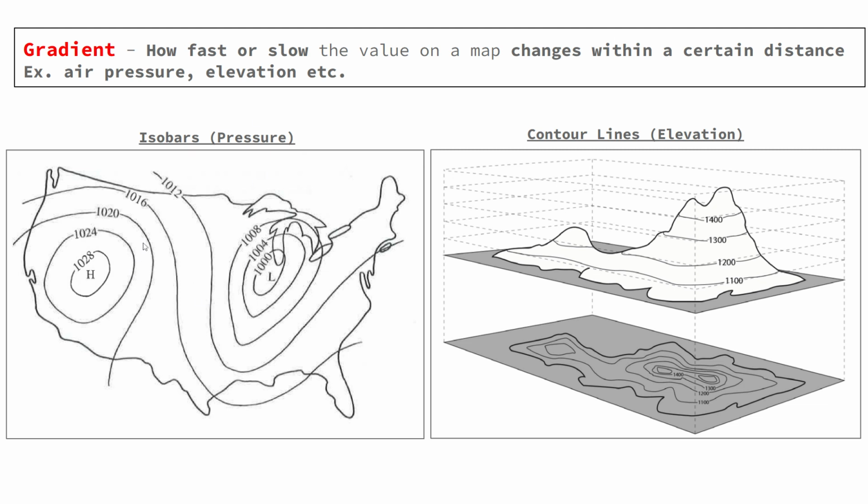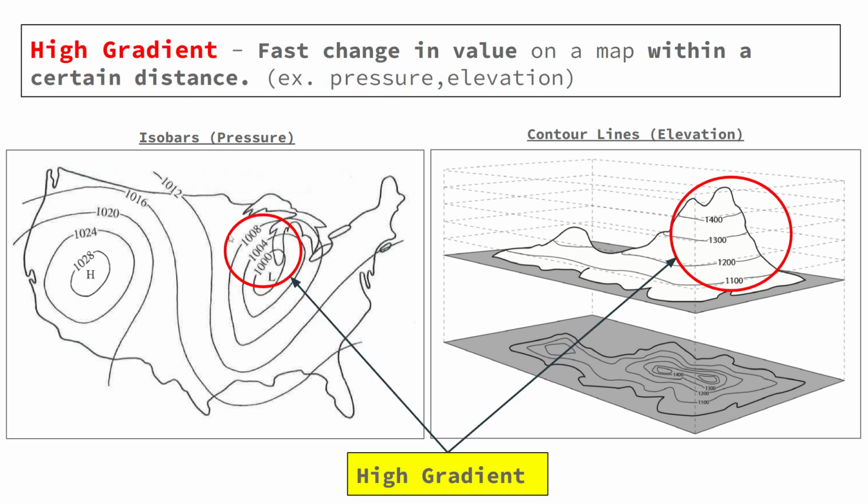For instance, on an isobar map or a pressure map, or even an elevation or contour map. Notice that in my isobar or pressure map and in my contour lines map, right here on my elevation map, this area is where I have high gradient, meaning there's a fast change in value on these maps within a certain distance. So in my pressure map, notice that my pressure is going from 1000 to 1004 to 1008 within this distance really fast. And same thing over here, my elevation is changing very fast in this area on my map within a certain distance. That's what I mean by high gradient.